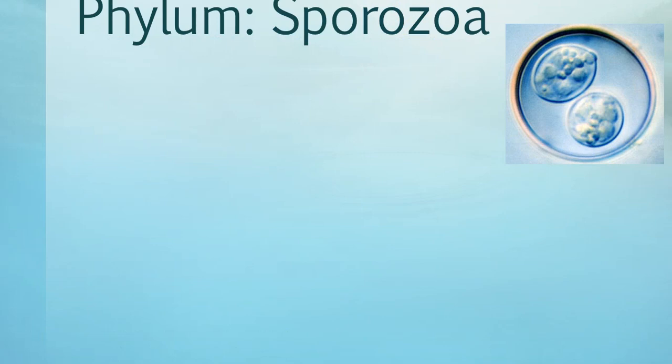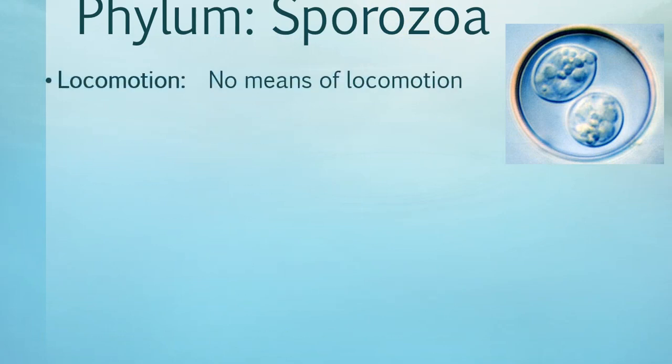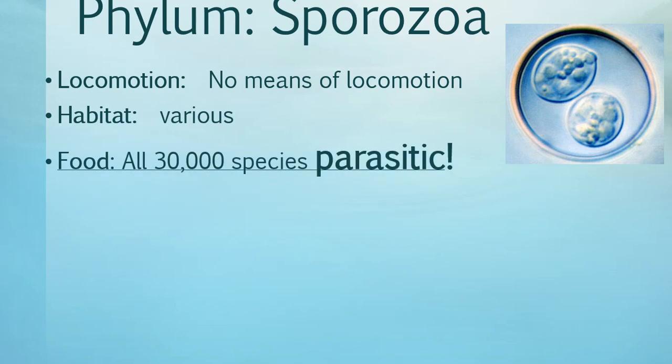So we're looking down now at the last one in our little chart. Its locomotion is none, so it doesn't move around. Okay, so it doesn't have that advantage of locomotion. It has various habitats. All 30,000 species of them are parasitic. So that's going to go in your food box right there.